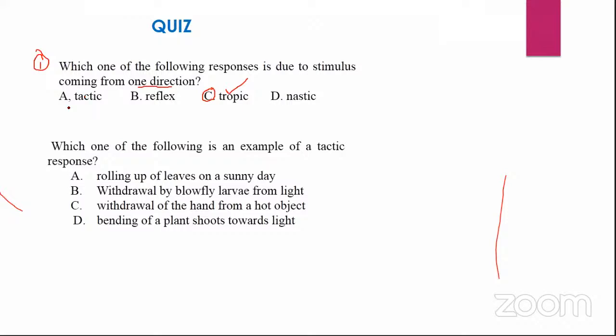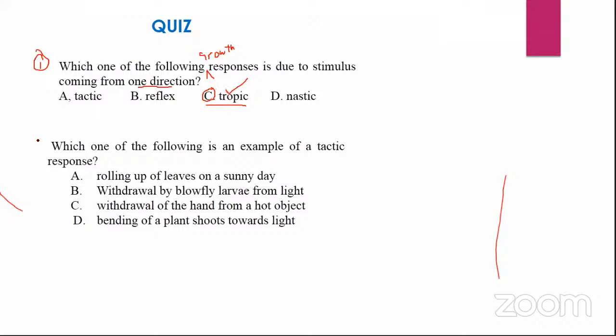How about tactic? Isn't it also correct? It could also be correct, because even for tactic, the response was coming from one direction. So it could be tropic if they had, in this question, included the words, which one of the following growth responses is due to stimulus coming from one direction? Then the answer would entirely be tropic response.